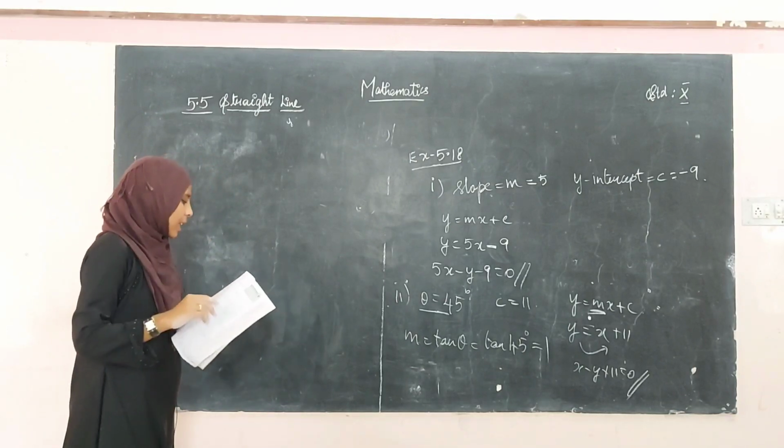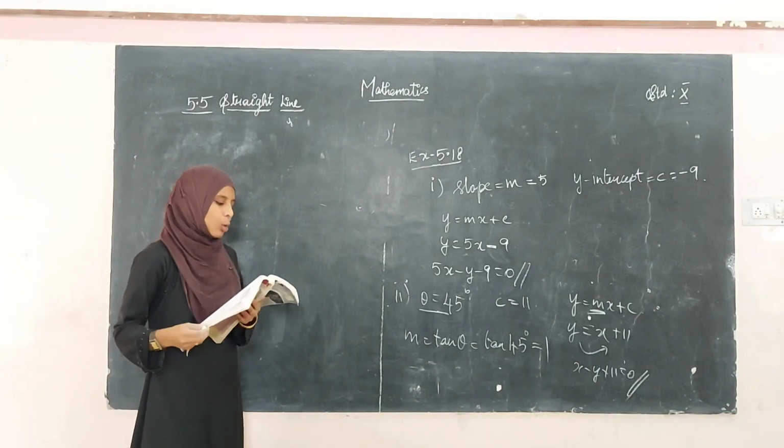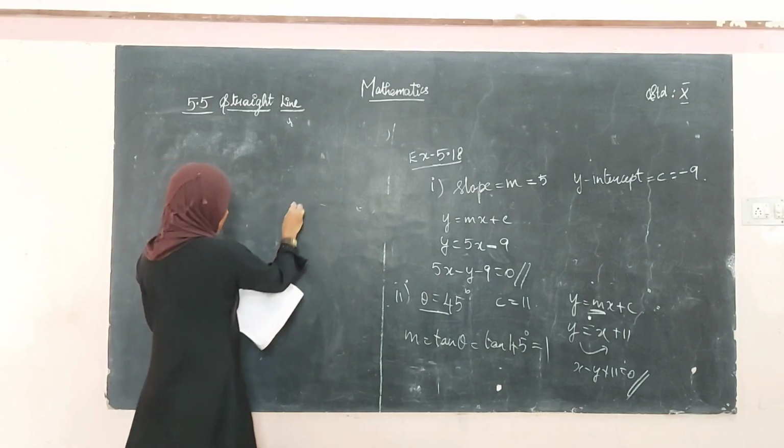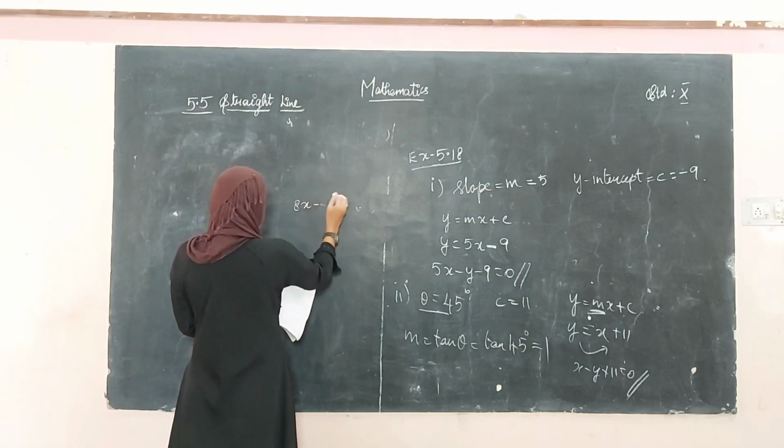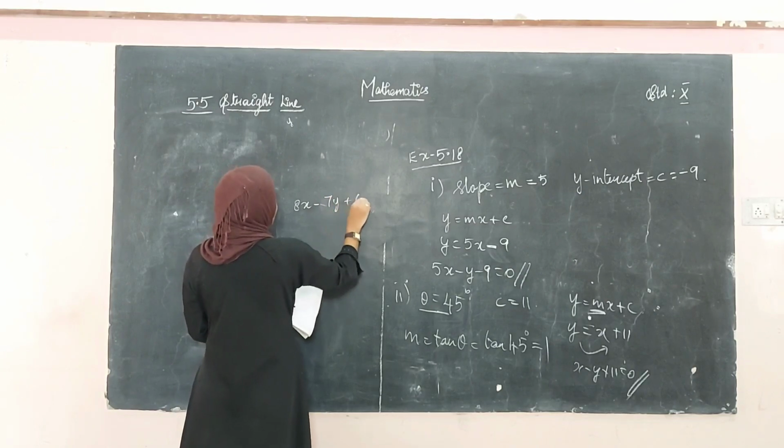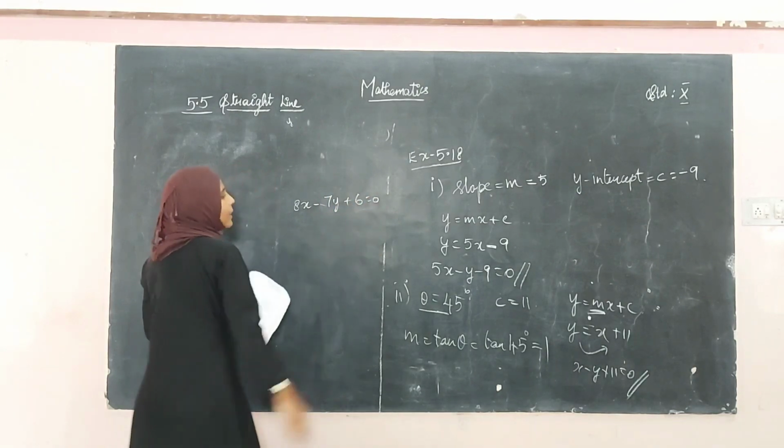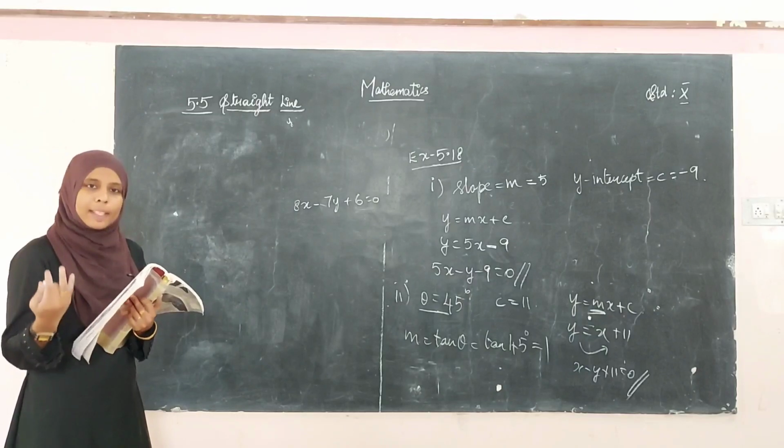Okay, see the next example. Calculate the slope and y-intercept of the straight line. So they have given the straight line in this format: 8x minus 7y plus 6 is equal to 0. So they have asked us to find the slope and intercept, that is the value of m and c.